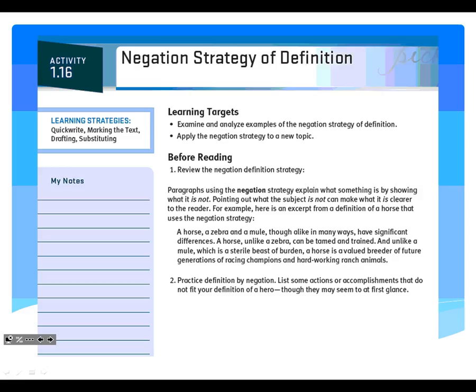Ladies and gents, go ahead and open up your Springboard to page 78. Page 78 is going to take you to activity 116. It's a new activity, so you folks quickly diffuse those learning targets. We're not going to spend a whole lot of time here, just a short quiz, just to make sure that you folks remember what a negation strategy is.